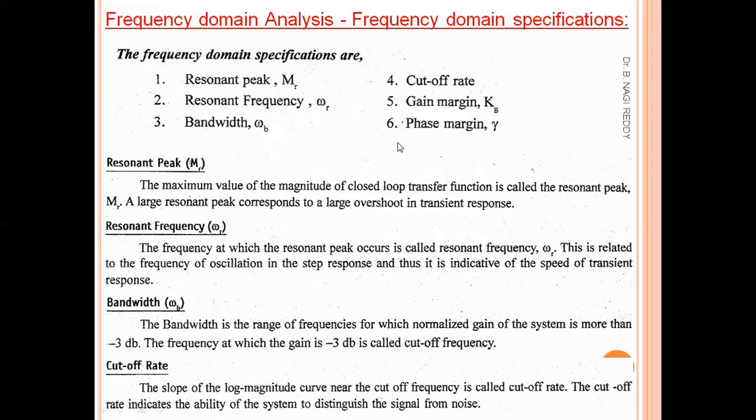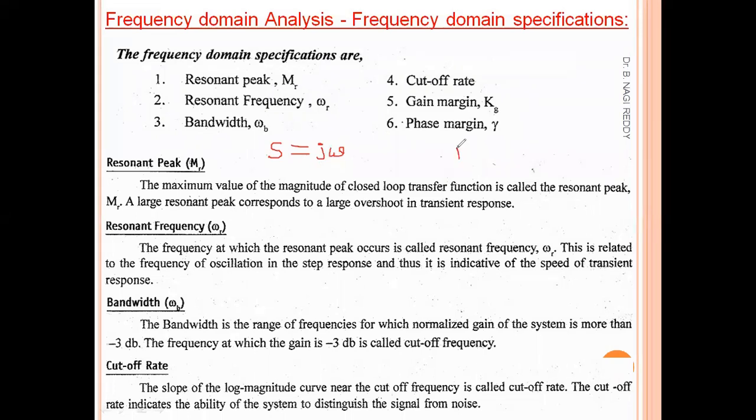The difference between S domain and the frequency domain is nothing but S is equal to j omega. In the frequency domain, we will use j omega. In the S domain, we will use S. So if we want to transfer that S domain into frequency domain, then simply substitute S is equal to j omega.